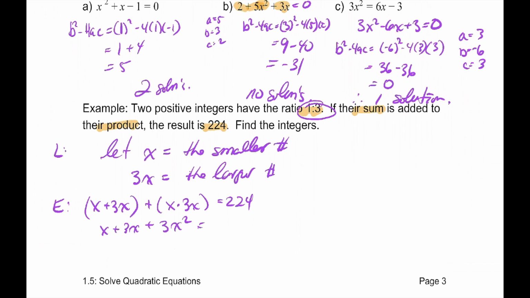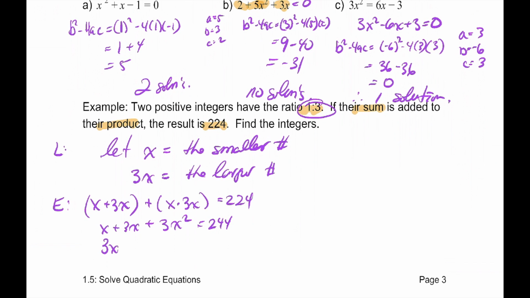So this is equal to 224. So really 3x squared plus 4x minus 244 is equal to 0. So my guess is this is going to be factorable because the answer is an integer. So that's a big hint that this is going to be factorable.